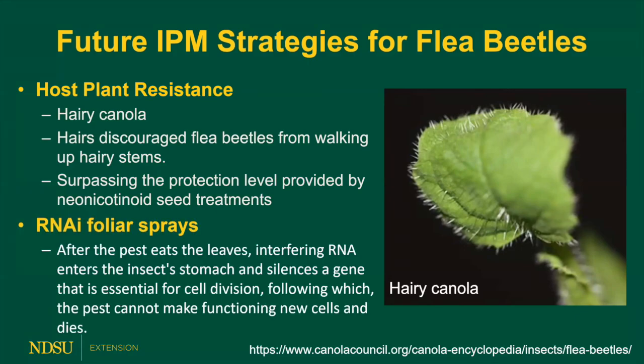Also, there's RNA interference or RNAi, foliar sprays coming out. And what happens there is the pest will eat the leaves and then the interfering RNA enters the insect's stomach that silences a gene that is essential for cell division. And following that, the pest cannot function, make new cells, and eventually will die. So there's a lot of work being done on that, and there is RNAi available for some other significant pests like Colorado potato beetle, and they're commercially available right now for that species. They're very safe to the beneficials and pollinators, the RNAi, because it's specific to the species.